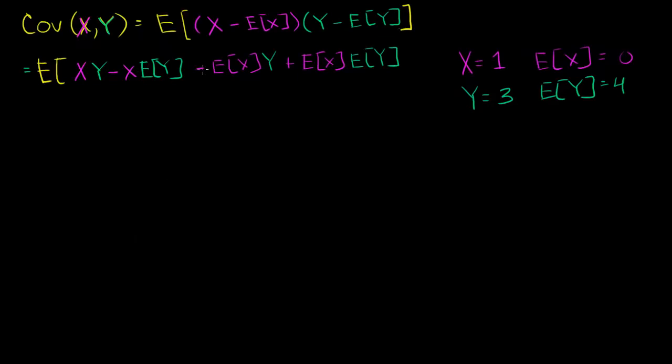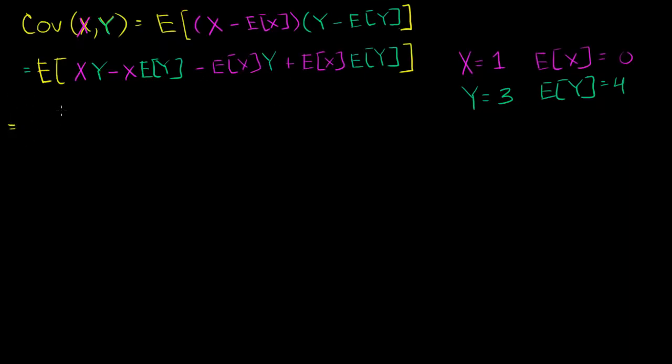And of course, it's the expected value of this entire thing. Now, let's see if we can rewrite this. Well, the expected value of the sum of a bunch of random variables, or the sum and difference of a bunch of random variables, is just the sum or difference of their expected values. So this is going to be the same thing.